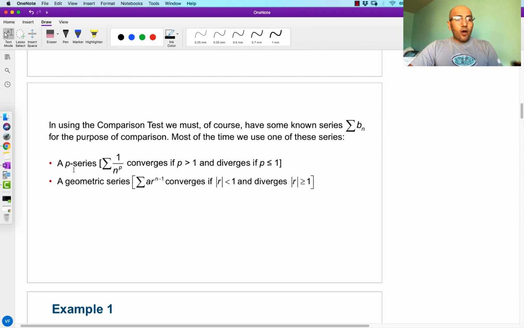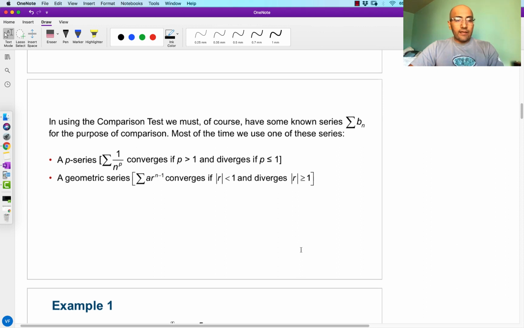Good. And also another common example is geometric series. So we know that a geometric series fits this form, and it is convergent if the absolute value of r is less than 1, and diverges if the absolute value of r is greater than or equal to 1. Okay, so these are just two popular series to compare our exercises with. So keep an eye out for that.